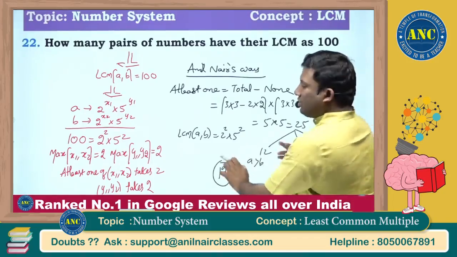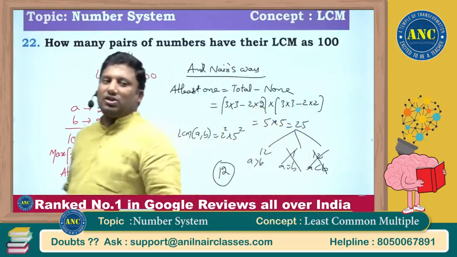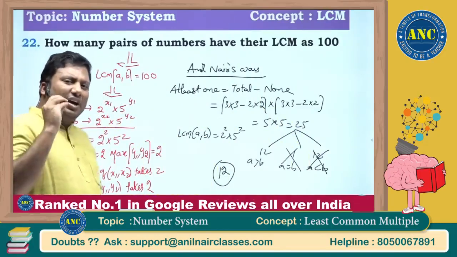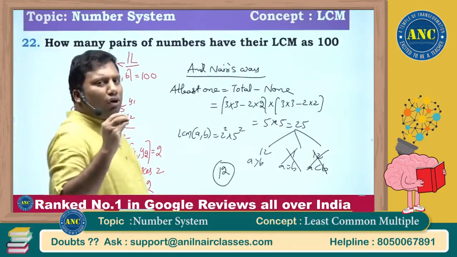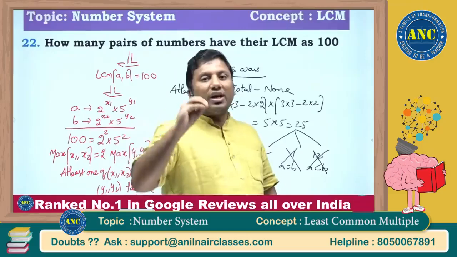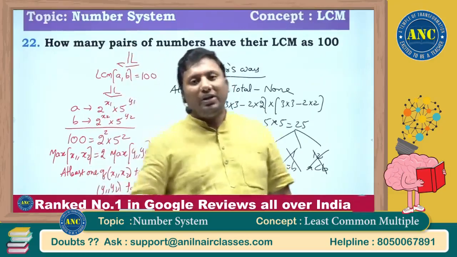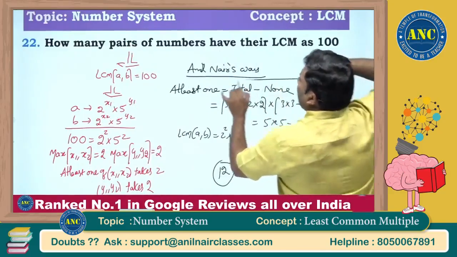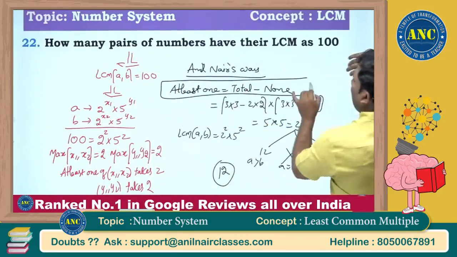How many values A comma B can take such that the LCM of two numbers is 100? Very, very good question, sir. A beautiful question for us to compute the input values when the output is given. Very unique question. At least one is given by total minus none.